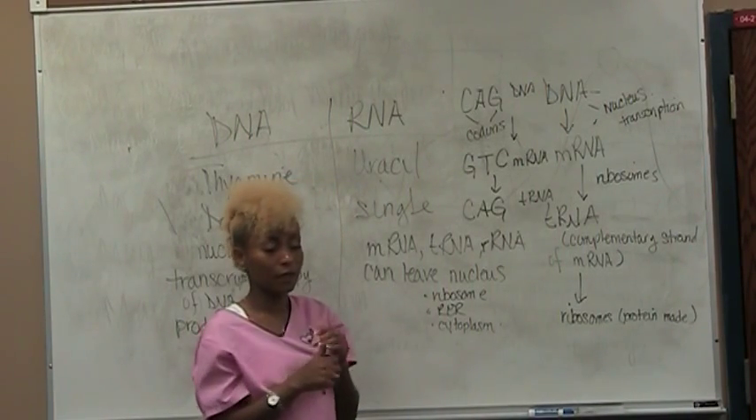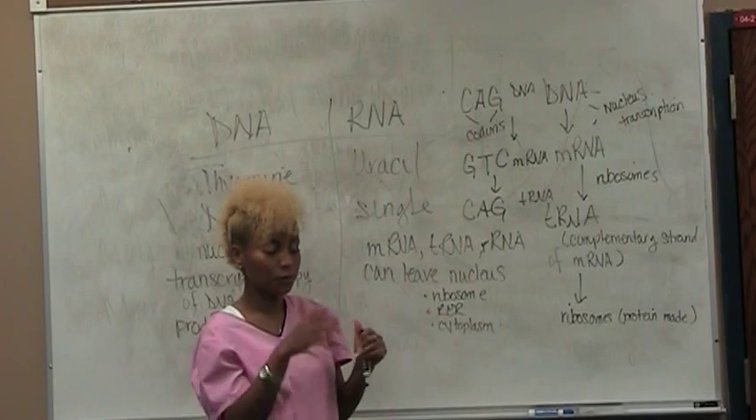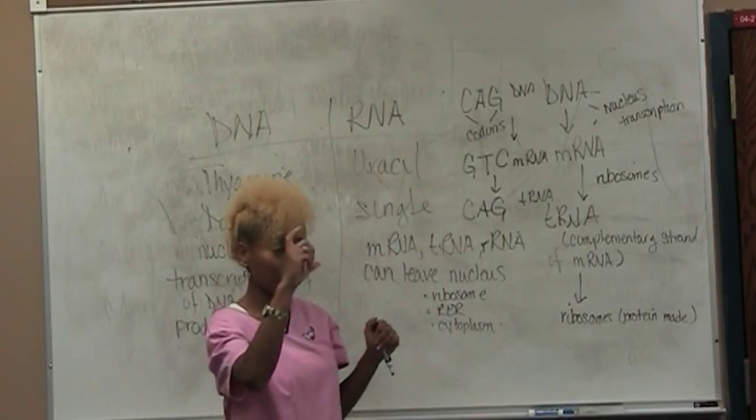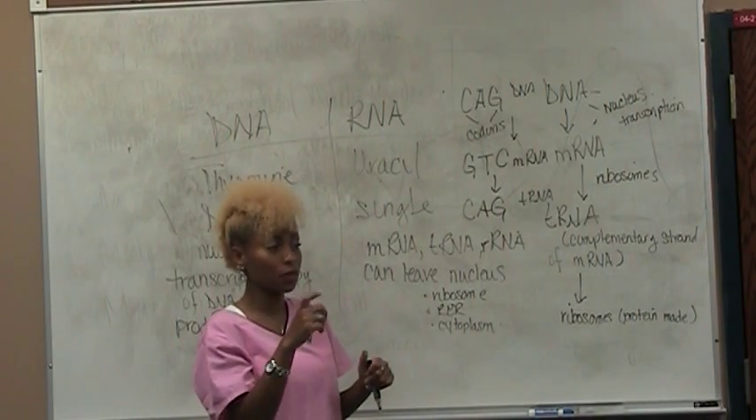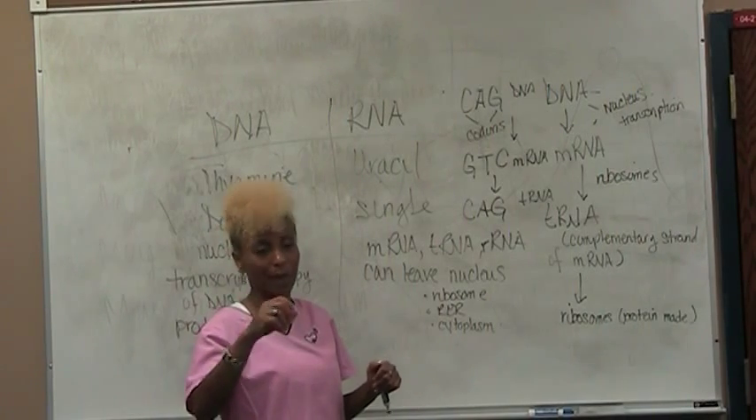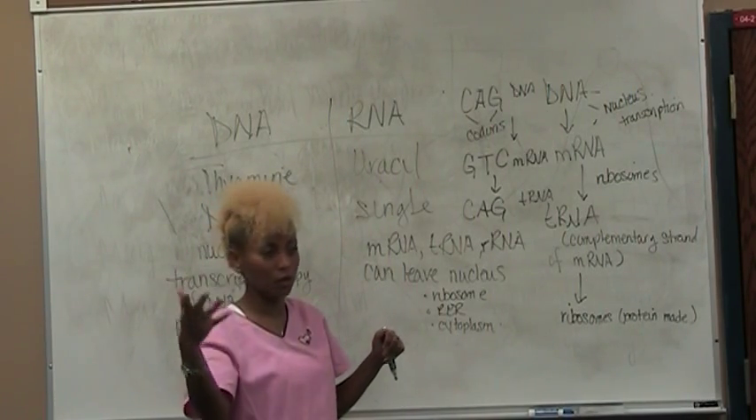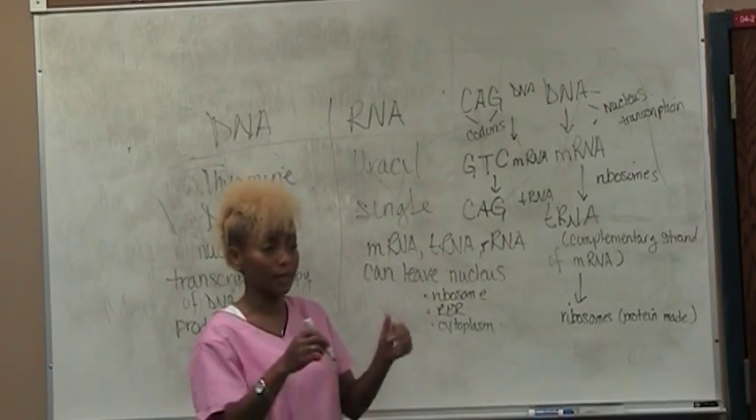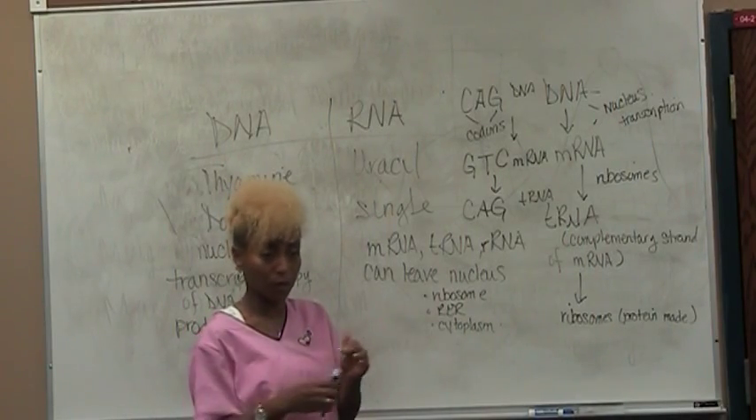Remember, if they give you the universal code, remember the little chart I gave you guys, where it tells you CAG might be like serine or arginine or something like that, and then you build those proteins to make up whatever you need to make up.